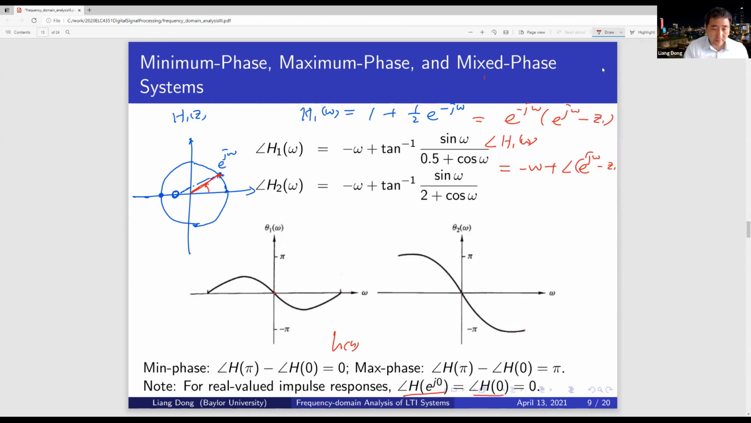So the angle is here. This angle is omega. The second angle is the angle between this point, e to the power j omega, and the first zero, Z1. And it's pointing to this angle here. That's the second part. The second part is the difference of two complex vectors, e to the power j omega and then Z1. Therefore, it is this line here, and the angle is here.